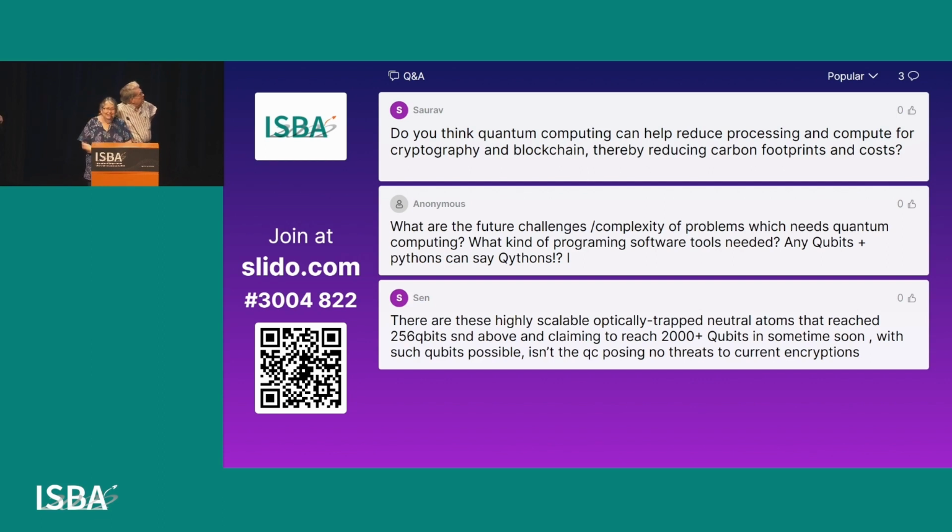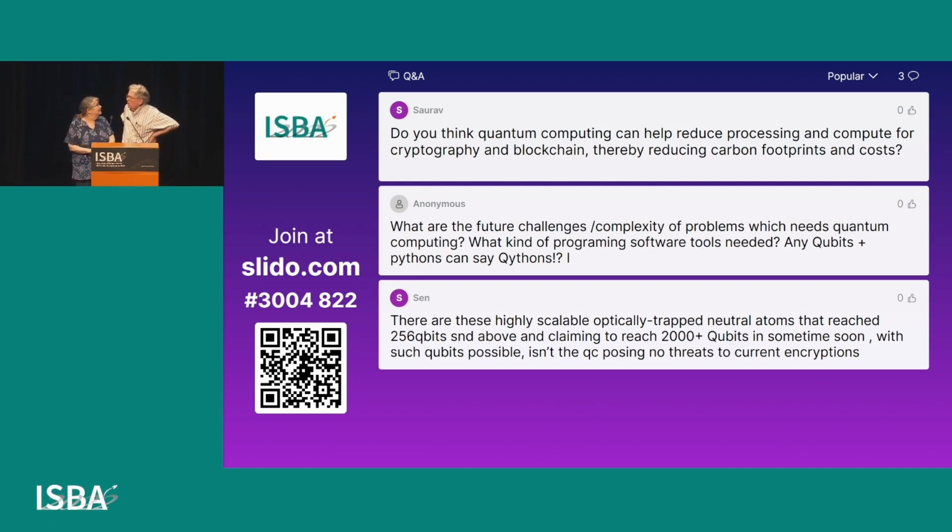Okay. Second question: what are the future challenges, the complexity of problems which need quantum computing? What kind of programming software tools are needed? Any qubits, Python, can we say Quithon? Right, and we talked about that earlier. We don't really know what the problems are.